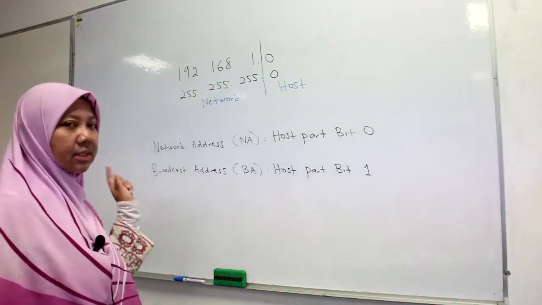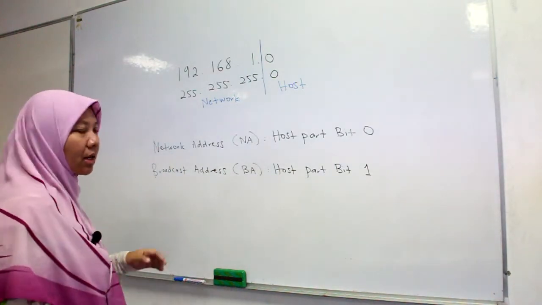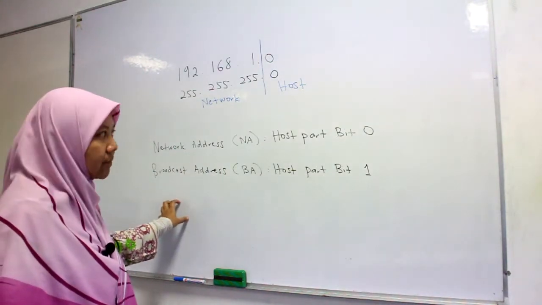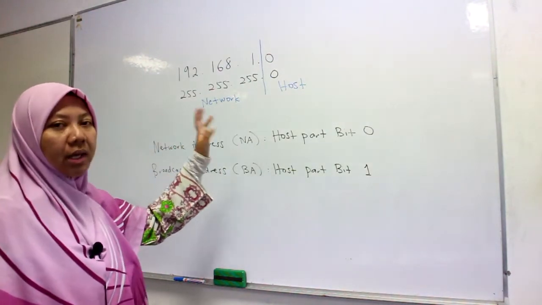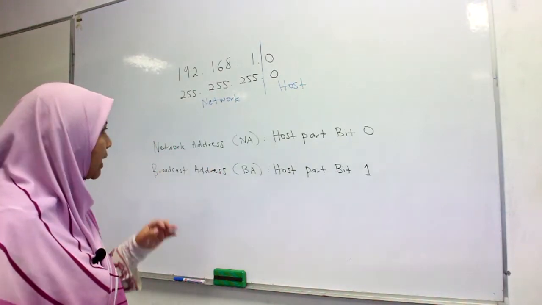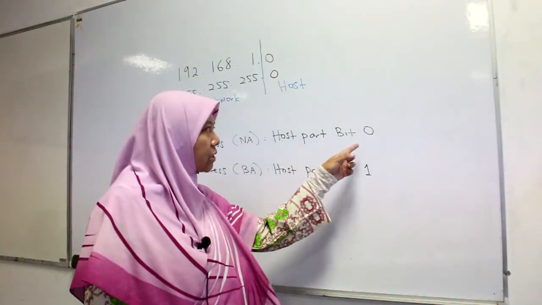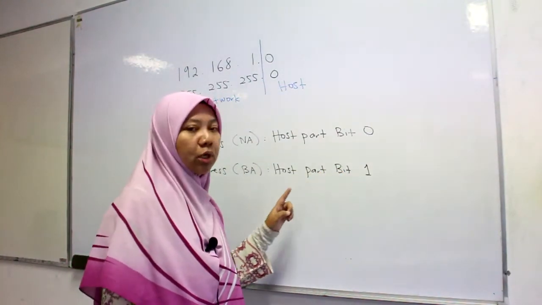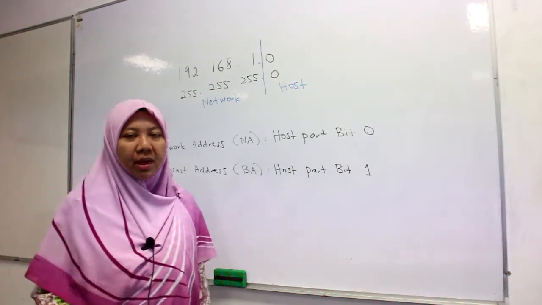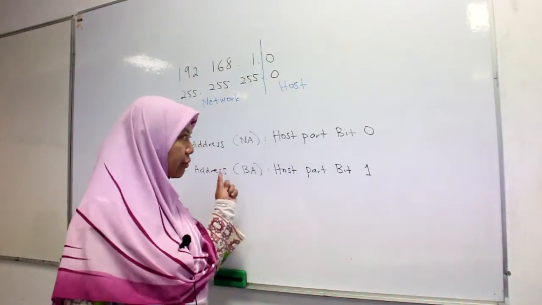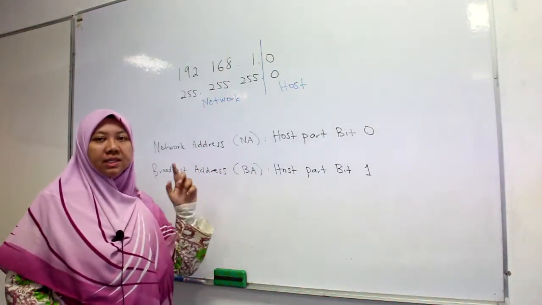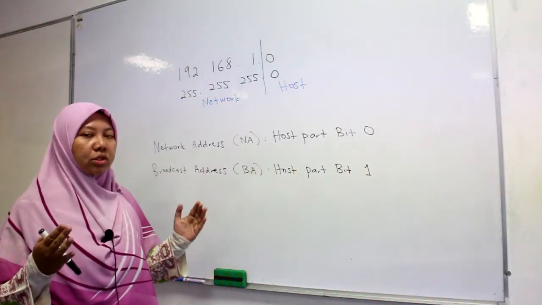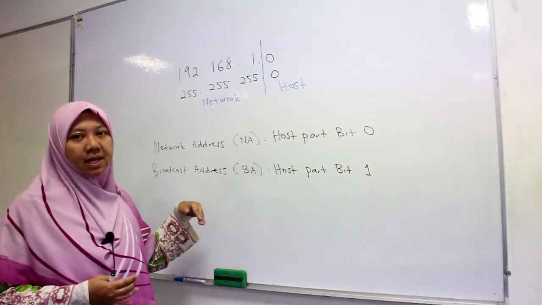Okay, by doing this, then we can determine which is the network address and what is the broadcast address. By knowing the network part and host part, so we know to get network address we need to put bit 0 for the host part, and for broadcast address we need to put bit 1 for the host part. Okay, please bear in mind that we cannot use the network address and the broadcast address to be assigned to any devices. So what we can use is the addresses which are in between the network address and broadcast address.